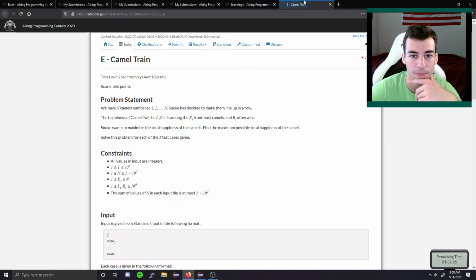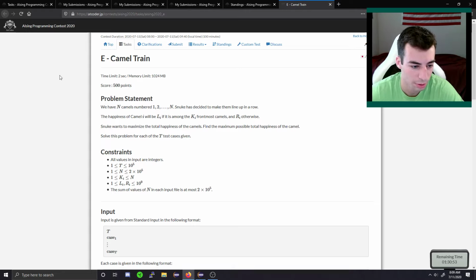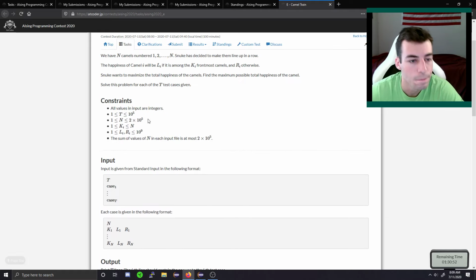Let's read E in case. We have n camels numbered 1 to n. Snuke has decided to line them up in a row. The happiness of this camel will be L if it is among the k frontmost camels, or R otherwise. He wants to maximize the total happiness of all camels. Find the maximum total happiness of the camels. Why is this not trivial? I'm very confused.